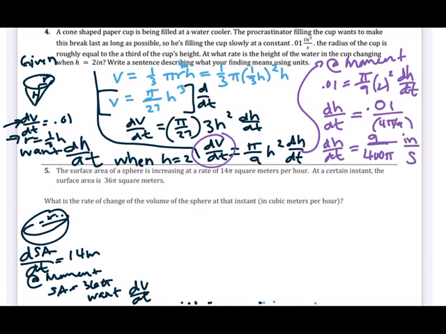So your final answer as a sentence, which you should write, would be, at this moment, the height is changing at a rate of 9 over 400 pi inches per second. All right, I'm going to make some more room for number 5. This last one is a little bit tricky, and then we will work through it.